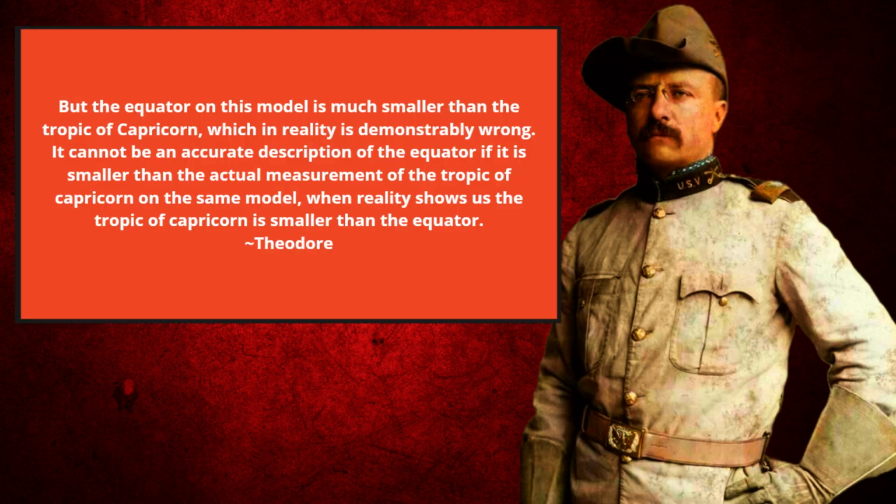But the equator on this model is much smaller than the Tropic of Capricorn, which in reality is demonstrably wrong. It cannot be an accurate description of the equator if it is smaller than the actual measurement of the Tropic of Capricorn on the same model, when reality shows us the Tropic of Capricorn is smaller than the equator.